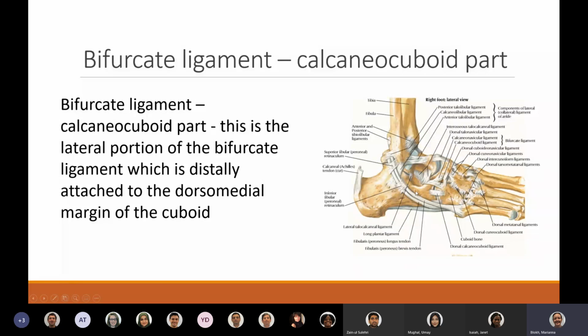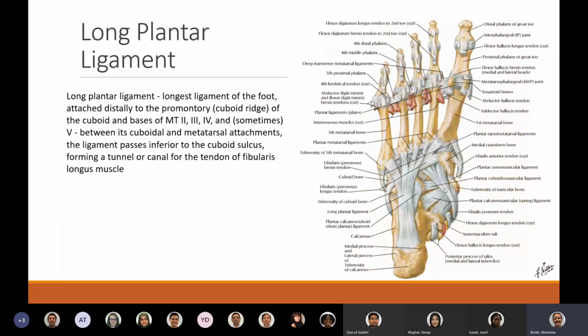Now, the bifurcate ligament, so part of it goes from the calcaneus to the navicular. So that's not that part that we want to talk about with respect to calcaneocuboid joint. For the calcaneocuboid joint, we talk about the calcaneocuboid component, which is going from the anterior aspect of the calcaneus to the dorsal aspect of the cuboid, okay? Dorsomedial margin of the cuboid. And that's one component of the bifurcate ligament.